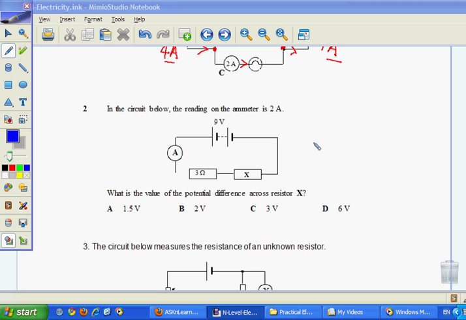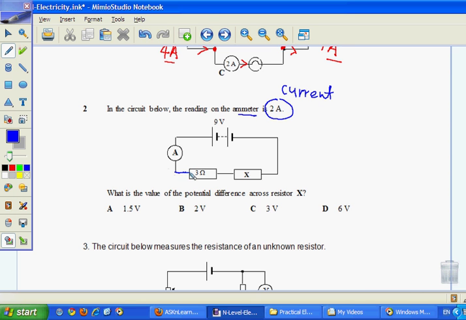Okay, let us now look at question 2. It's another DC circuit question. It says that the ammeter reads 2 ampere. An ammeter is actually measuring the amount of current that flows in the circuit. So in this case, let us examine the circuit.